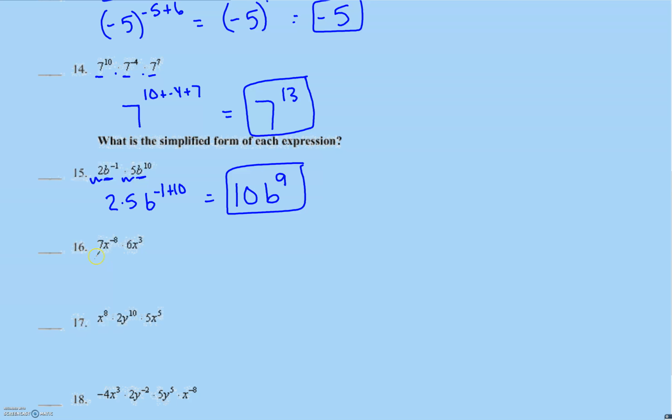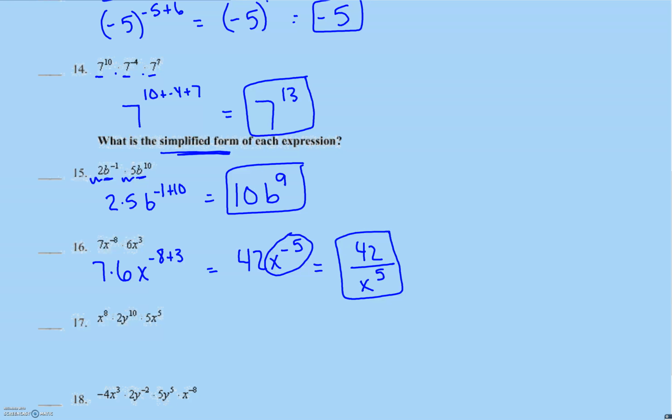16, same idea, we take 7 times 6, and our x's have the same base, we're multiplying powers, same base, we add our exponents, which means we get 42, x to the negative 5th power. In order to have it simplified, we're not going to have any negative exponents. So 42 stays. The only thing that has a negative exponent is this x. So the x goes to the denominator and becomes a positive 5 exponent. To get rid of a negative exponent, we move it to the opposite part of our fraction, make it positive.